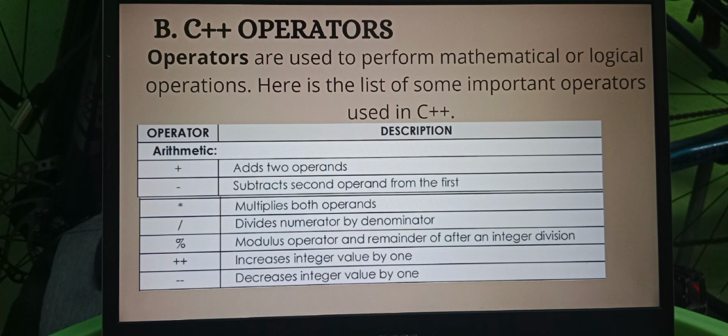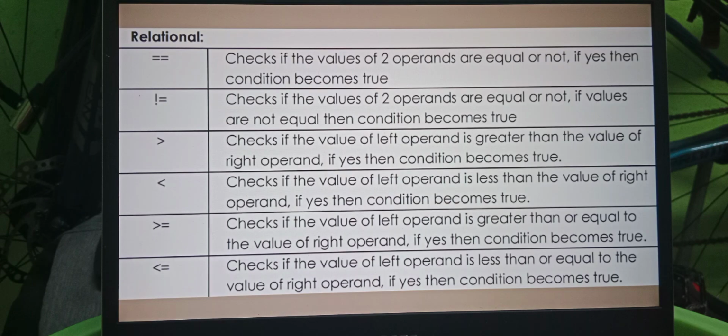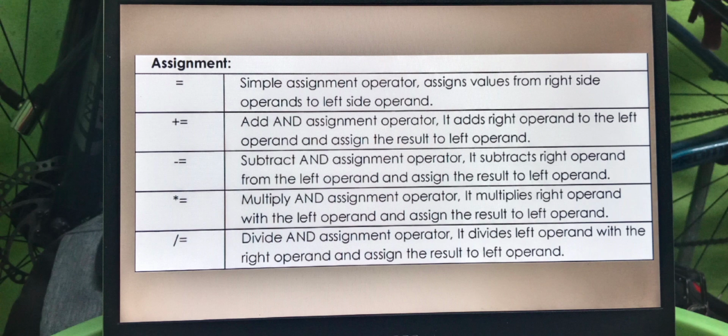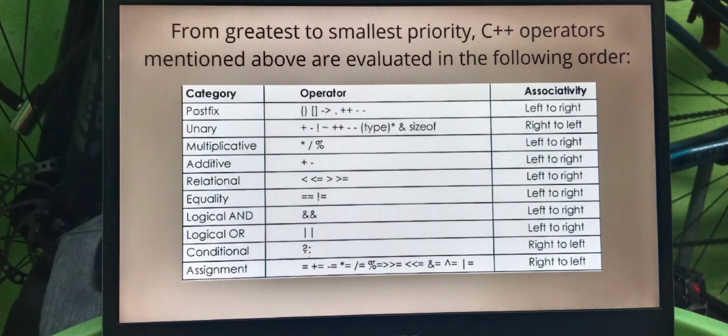B. C++ operators. Operators are used to perform mathematical or logical operations. Here is the list of some important operators used in C++. From greatest to smallest priority, the C++ operators mentioned above are evaluated in the following order.